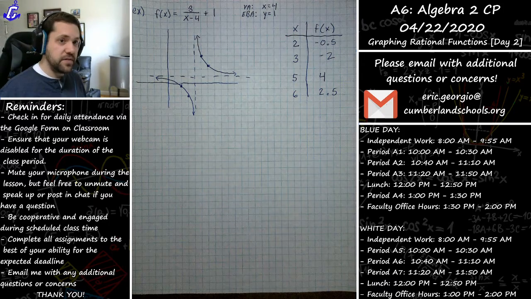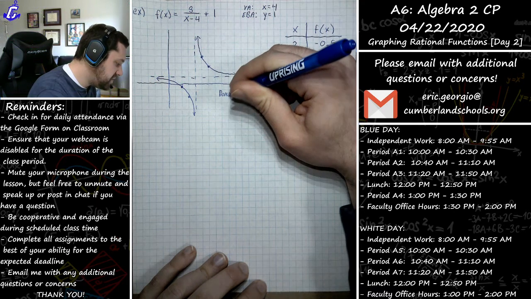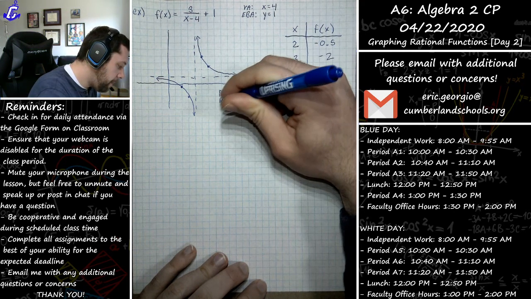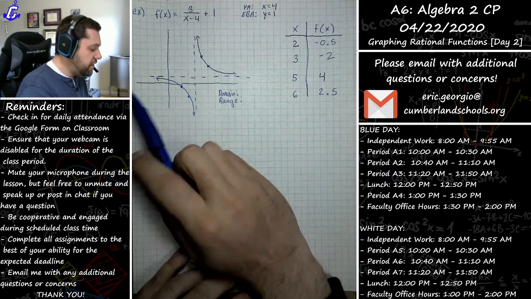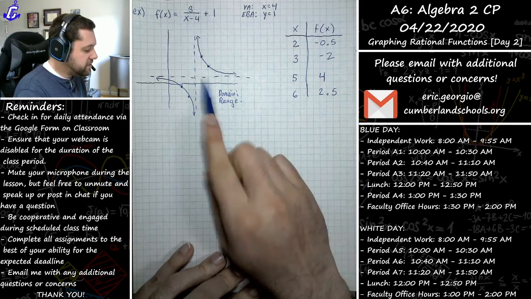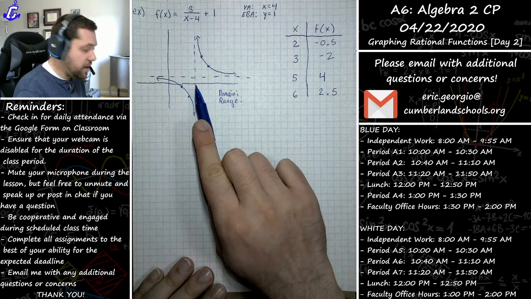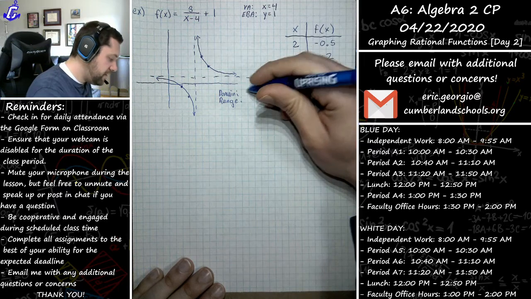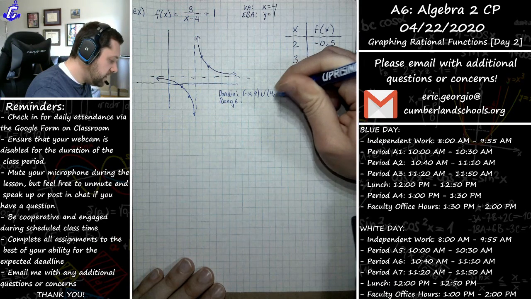The last thing, of course, that we have to do is talk domain and range. Can't do a graph and not talk domain and range. Just like we saw when I was going through the previous example, the domain goes left to right, but excludes the vertical asymptote because we can't plug in 4. So it's everything less than 4 and everything greater than 4. I would say that it's negative infinity to 4, union 4 to infinity.